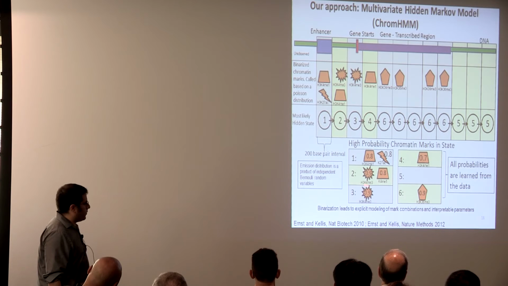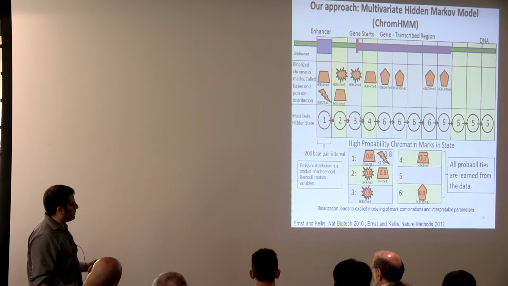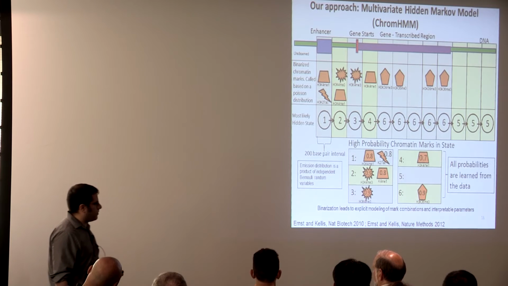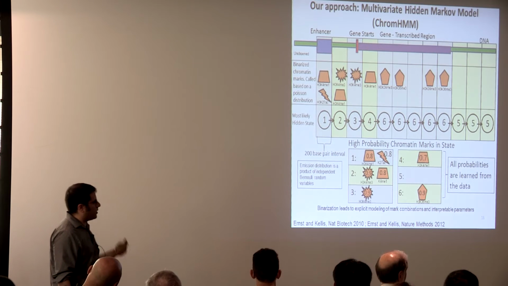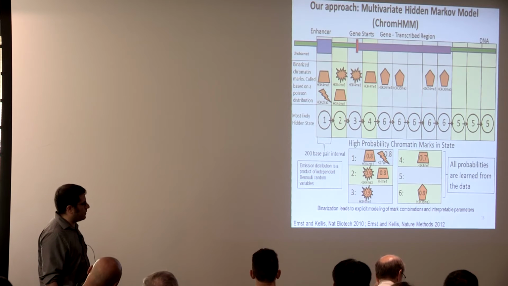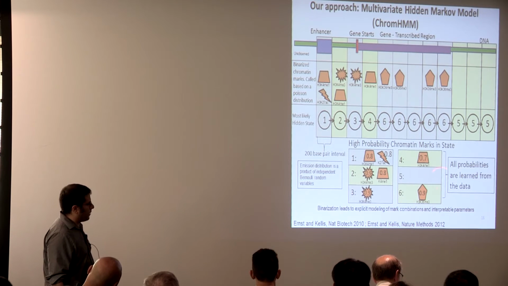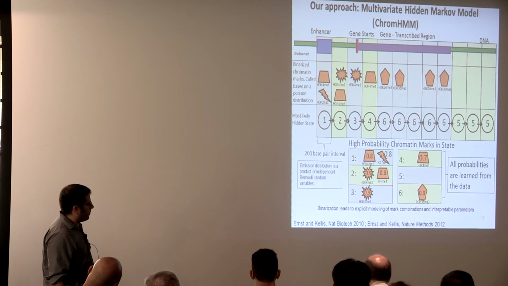The reason we're focusing on the binarization is that it tends to lead to more explicit modeling of mark combinations. It makes it more difficult for the model to overfit non-meaningful variations in the signal intensity, and the parameters can be very interpretable. So what we're going to model with the emission distribution is a product of independent Bernoulli random variables.